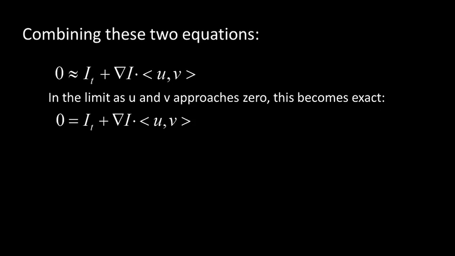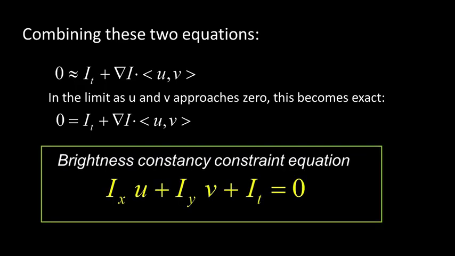So we're going to assume that they're very small, and we're just going to take this equation directly as is, that 0 is equal to I sub t plus this gradient term, and that, written out either above as a gradient or here in algebraic form, that's the brightness constancy constraint equation. Say that five times fast. Brightness constancy constraint equation. All right, I sub x u plus I sub y v plus I sub t equals 0.